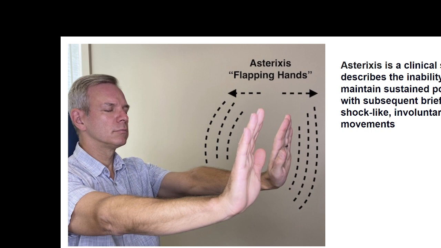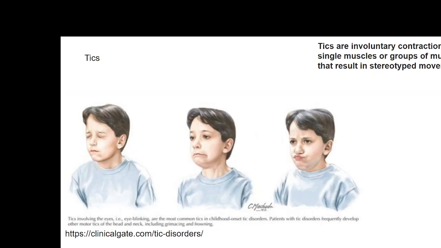Then the word asterixis is a clinical sign that describes the inability to maintain a sustained posture with the subsequent brief shock-like involuntary movements. Like if you ask the patient to raise the hand and hold the hands dorsiflexed, keeping the eyes closed, the patient may not be able to sustain it. Within a few seconds, there could be a rapid movement in both directions. That's called asterixis. And this also is a neurological sign of improper conduction. What sort of conduction abnormality, which tract is involved, and so on, we will be discussing later on when we go into the tract lesions.